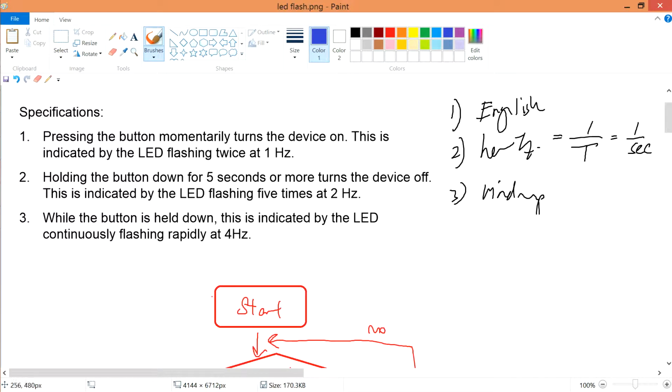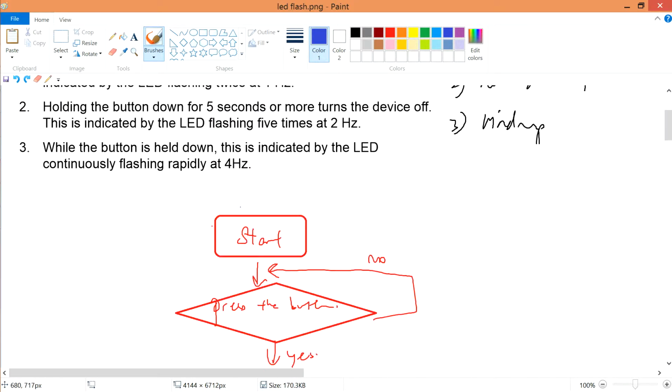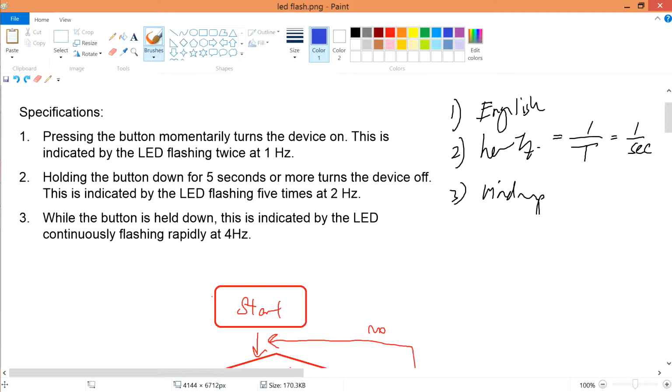Now be careful of the words, while the button is held down. So you still need to press the button again. These are the little things that you need to take note of. At first you press the button momentarily. I think he's just trying to tell you that momentary is when you press and then you let go, and that's it. While held down is you press and hold it for a long time. So he's trying to differentiate. That's why he used the English in that particular manner. So over here you press already, you press fast, and the device is on.